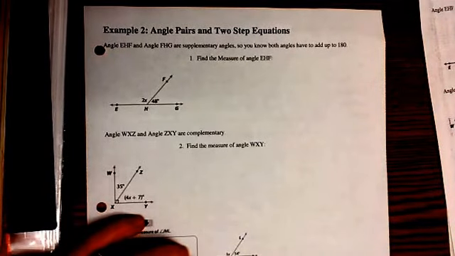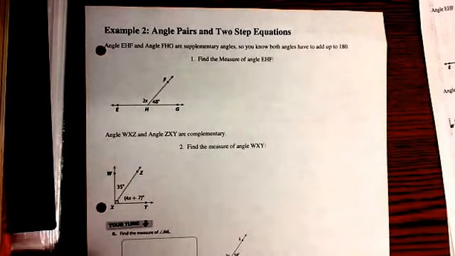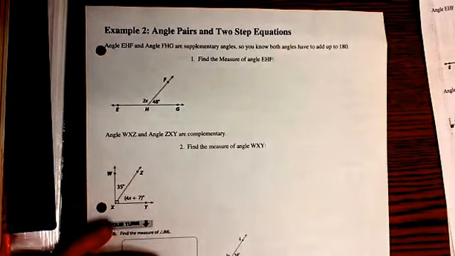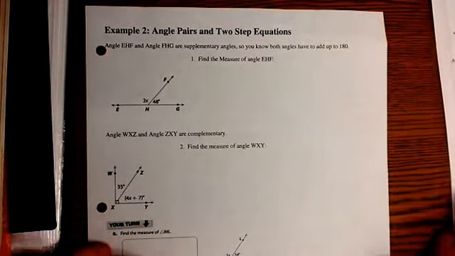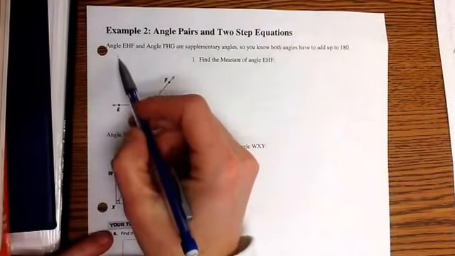All right, today we are going to be working on the back of your notes from 9.1, so this is still Module 9, Lesson 1, and we're going to be talking about angle pairs and two-step equations. Okay, so let's look here at example 1.